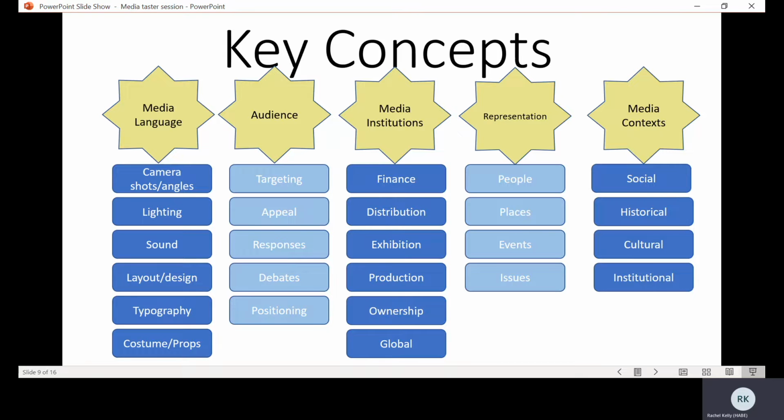And finally, we look at media context, so what is going on in the world when a media product is made. So for example, an historical product like the Quality Street advert, we'll be looking at what was going on in the 1950s, the sorts of issues that there were, people's places in society, and how this would have affected how an advert was made.